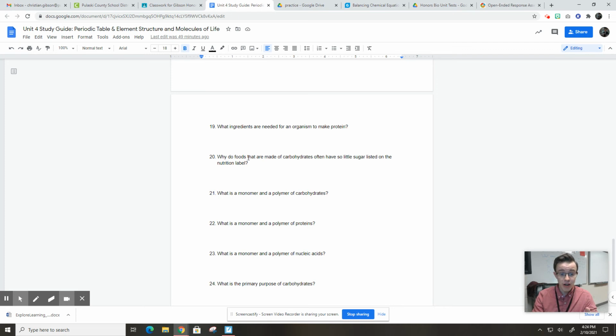So you could have a food that is almost completely 100% made of carbohydrates, meaning that it's made of cellulose, but it's not going to list that as usable sugar on the back of the nutrition label because we can't get any nutrients out of cellulose.